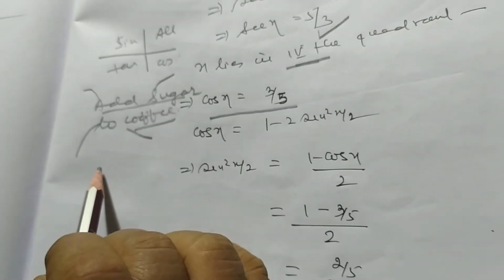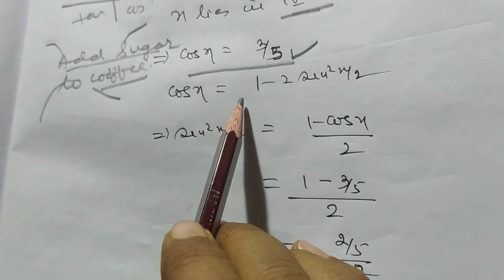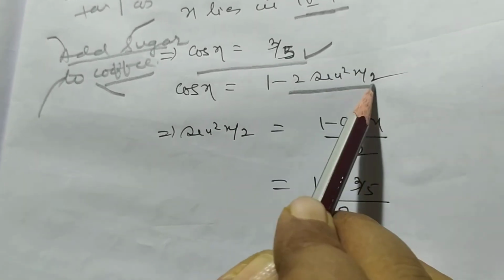So in this way, cos x is equal to 3 by 5. Cos x is equal to 1 minus 2 sin square x by 2.